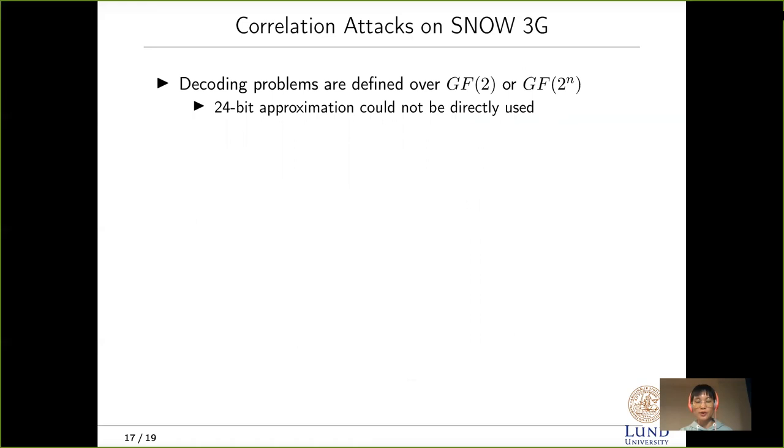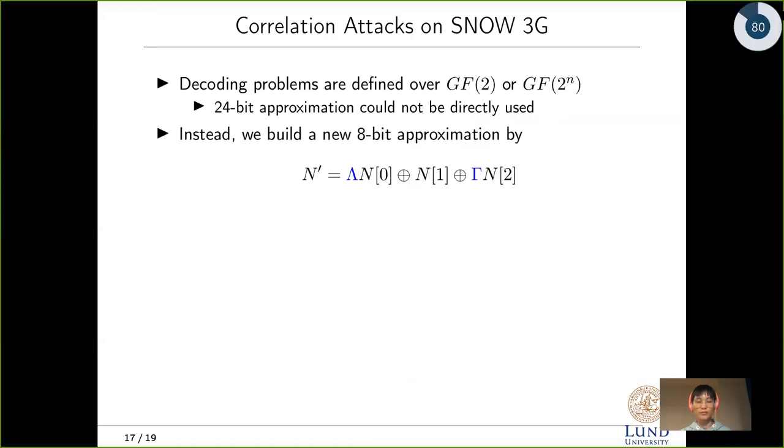Recall that a decoding problem is usually defined over the binary field or a binary extension field. Thus, our 24-bit approximation could not be directly used. So instead, we built a new 8-bit approximation by XORing every byte of the noise. But here, we used two linear masks, lambda and gamma, applied on the first and last byte of the noise. We searched for different values of lambda and gamma, and the best one is given here, which gives us the bias of 2 to the power of minus 41.